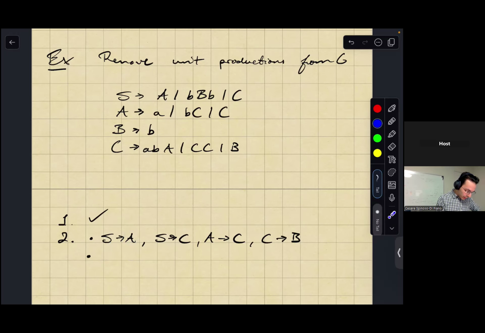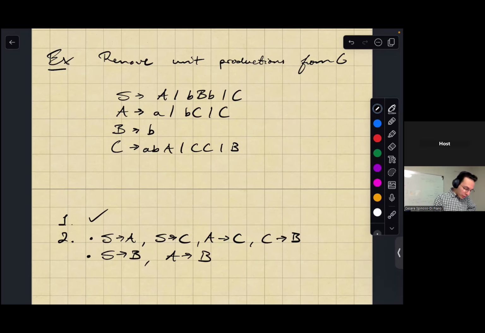Now, S gives me C seems to be the thing that's going to be useful because S gives me C, well, I can say C gives me B after that, so I also have S gives me B. And then A gives me C, I can use this to then go to B, right? So I have A gives me B.